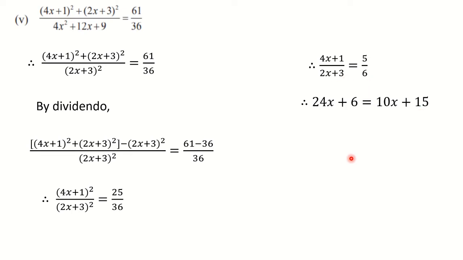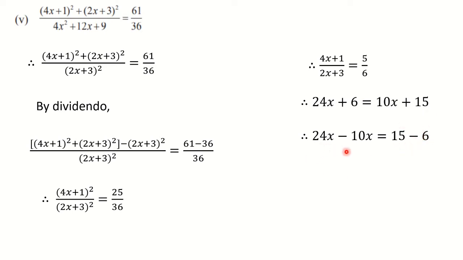Now the next step is to equate the like terms, or take like terms on the same side. So let us do that. This 10x we can shift to the left hand side and 6 we can shift to the right hand side. So what we will get here: 24x minus 10x is equal to 15 minus 6. When you are changing the side, don't forget to change the sign. Plus is going to become minus, and here also plus is going to become minus. So changing sides is important.